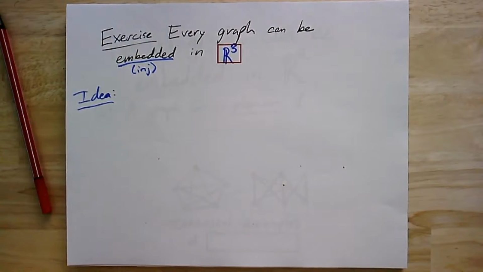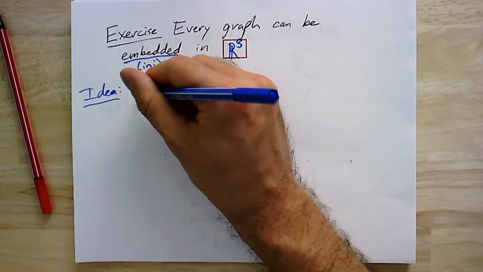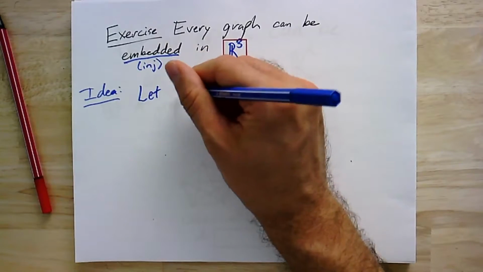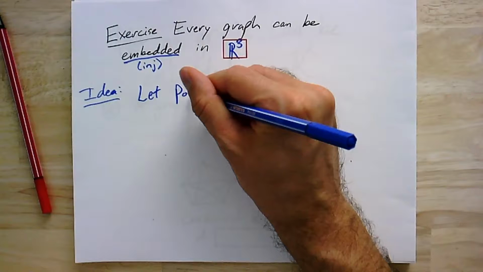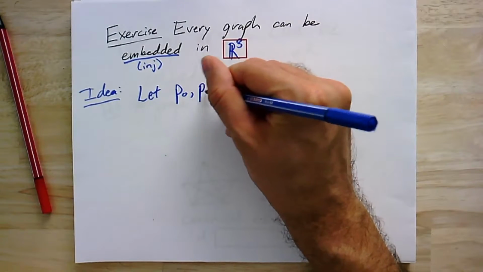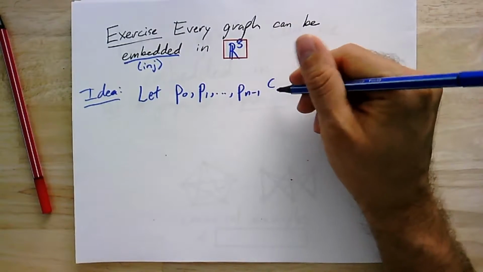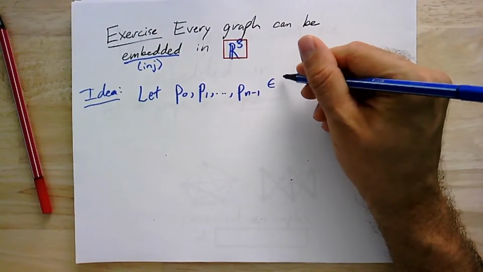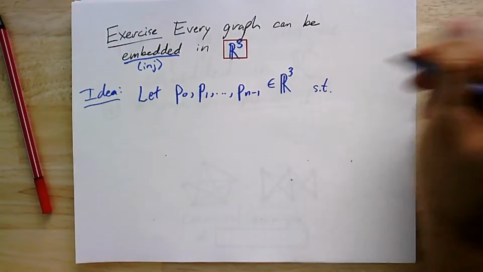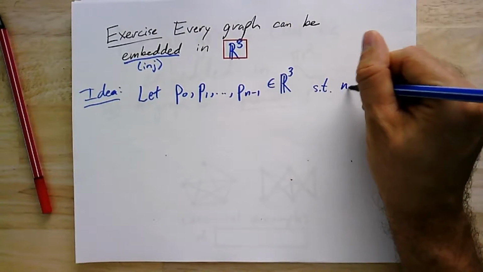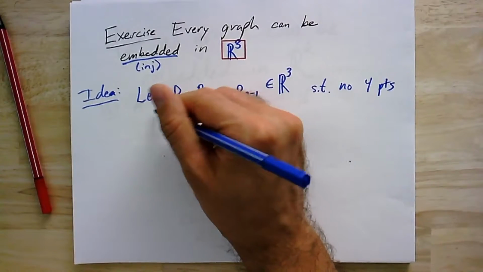And we can make that concrete, but in fact you can make it even stronger by showing the following thing: you can pick where the vertices will go in the embedding. So we're just picking some points, P0, P1, up to Pn minus 1. I'm going to pick these as points in R3, and I'm going to pick them so that no 4 points are coplanar. So no 4 points are coplanar.